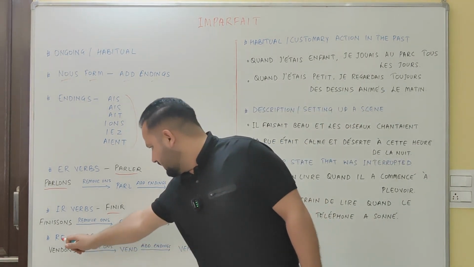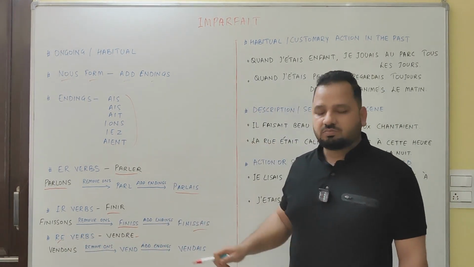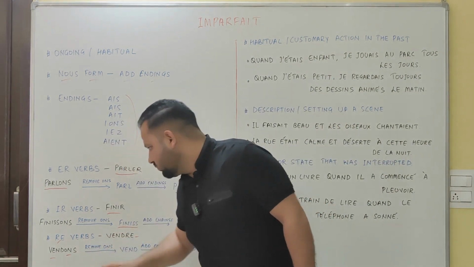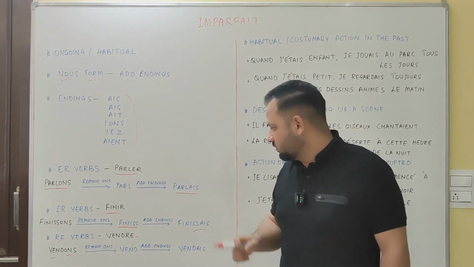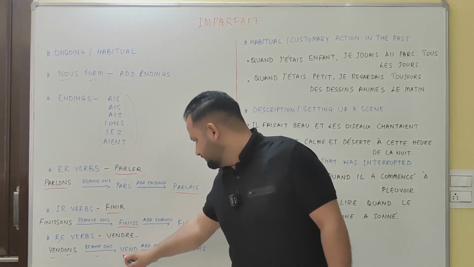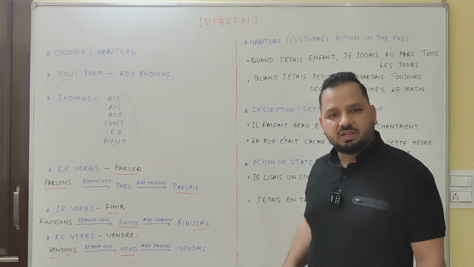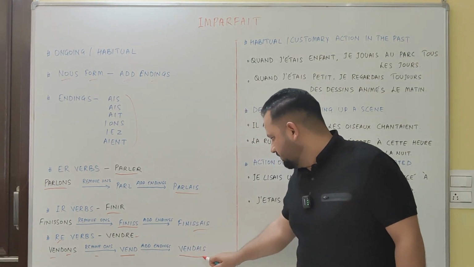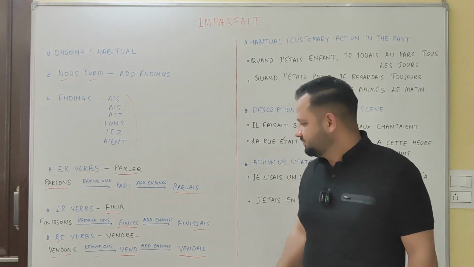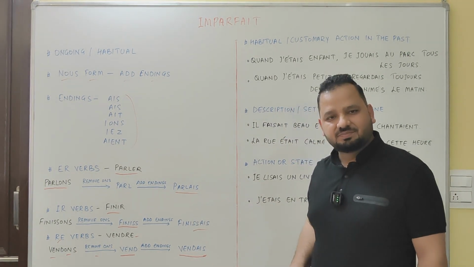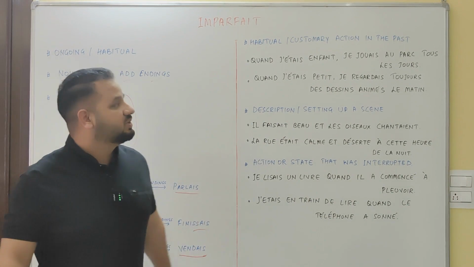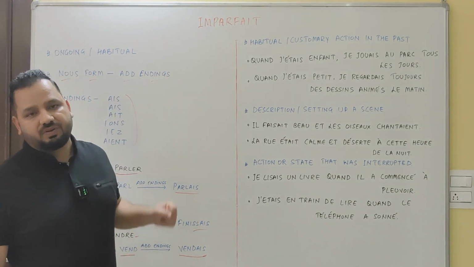Then re verbs, which is vendre, for example. Nous form is vendons. Remove ons. So we are left with vend only. Now add endings to it. It will become vendiez. Right? And what are the conditions where we use imparfait?